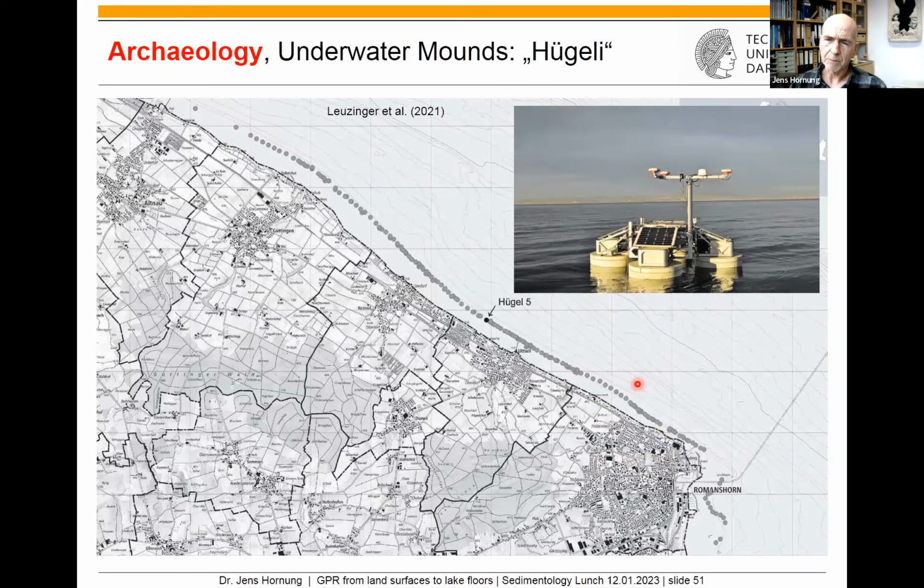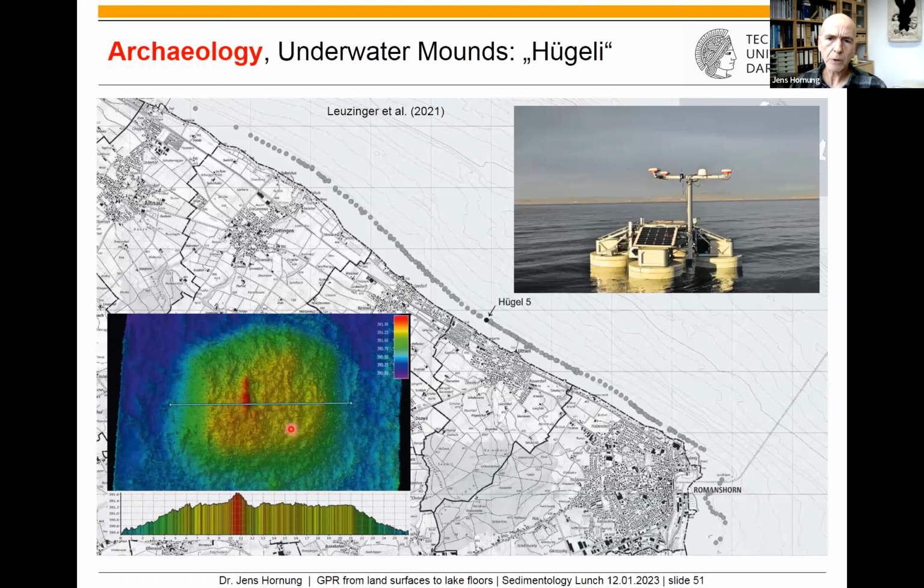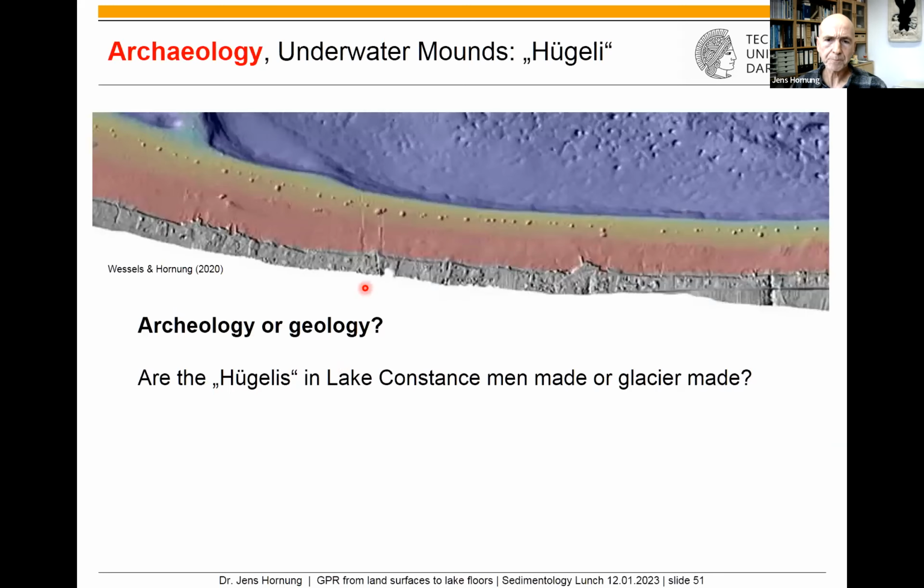And the survey with an echo sounding device here revealed that they are circular shaped, and they are 1 to 1.50 meters high, 30 meters in diameter. And that was really a mysterious thing. And the question was, is it archaeology, so man-made, or is it geology?